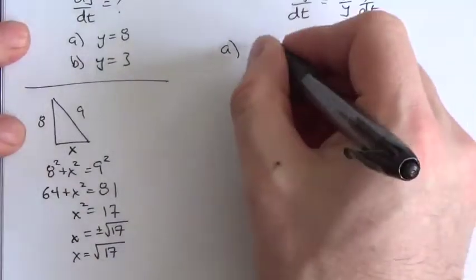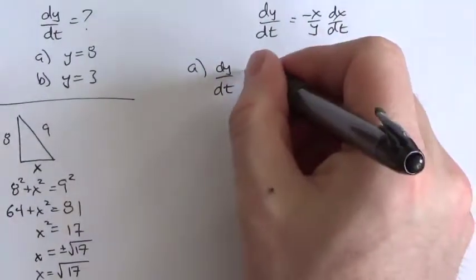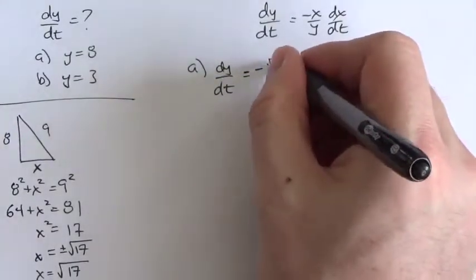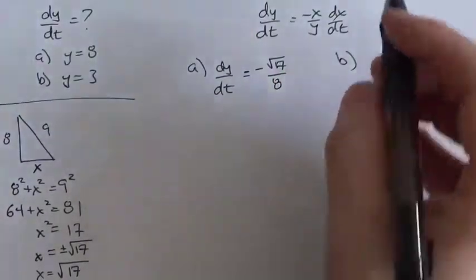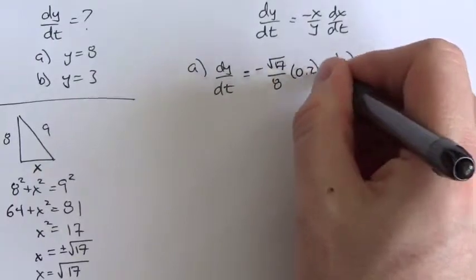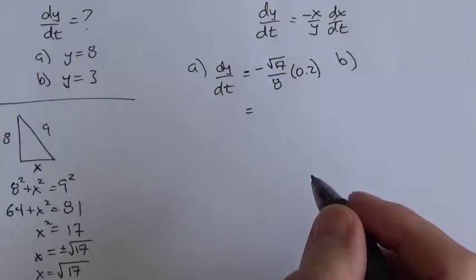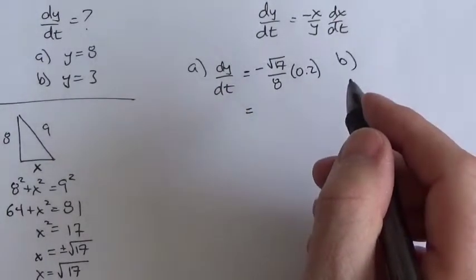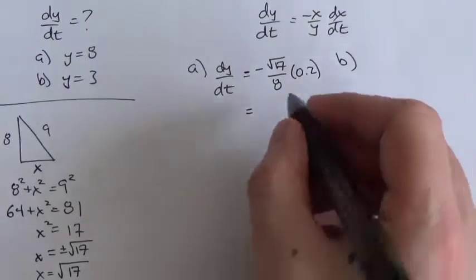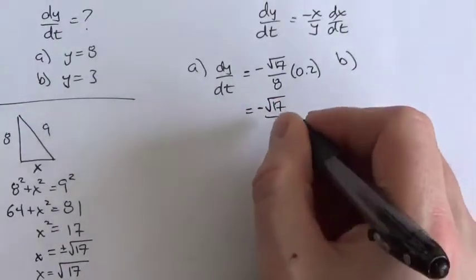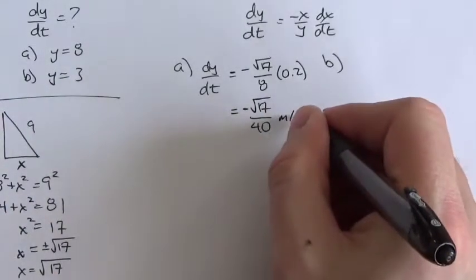So now for my dy by dt, I can come back up here and plug in what I know. This is going to be negative, okay, x is going to be root 17, y we know is 8, and dx by dt was 0.2. Okay, I'm okay with the root 17 in there actually for right now. And if I take 0.2 and divide that by 8, I'm actually going to get root 17 over 40. And I'm okay with how that looks here. This is going to be meters per second.